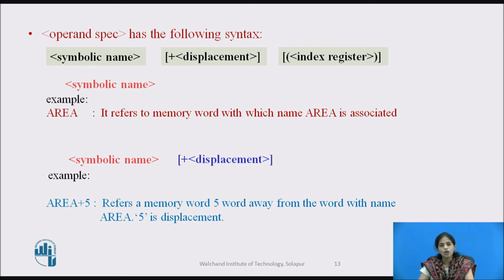The second way is symbolic name plus displacement. Consider this example, AREA+5. Here AREA is a symbolic name, and 5 is the displacement. It refers to the memory word 5 words away from the word with which the name AREA is associated. So here 5 is the displacement.